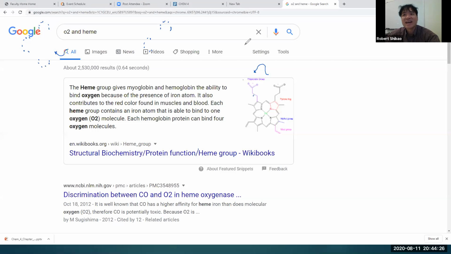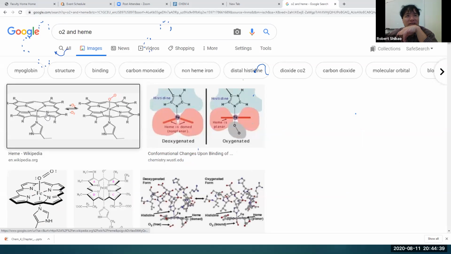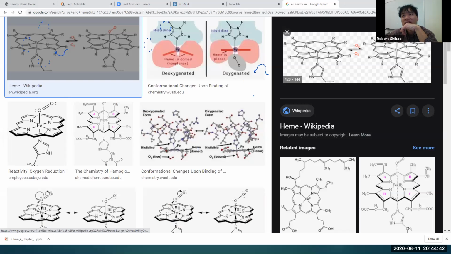Here's another Lewis acid-base reaction. This iron here is a Lewis acid. This is in heme or hemoglobin. And then the Lewis base here is O2. So O2 can donate a lone pair. There are two lone pairs here. It can donate a lone pair to iron 2 here. And when it donates it, it forms a covalent bond.